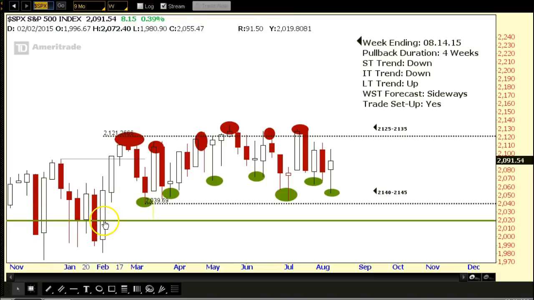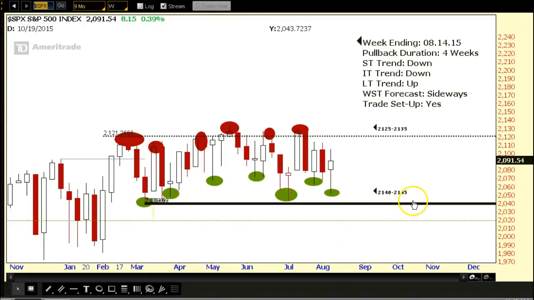So it looks like we could have a test of the 1900 area, which means there's a lot of money to be made in the short term if this breaks. So far, it's not showing that it will.